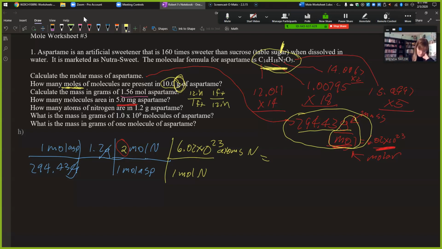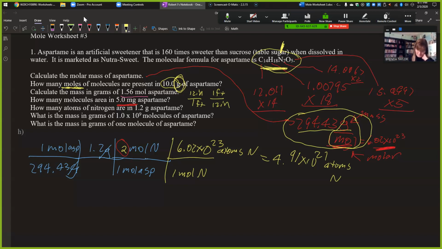And so let's see, what do we get here? 1.2 times 2 times 6.02 E23 divided by 294.43. That's it. So it looks like I've got 4.91 times 10 to the 21st atoms of nitrogen.